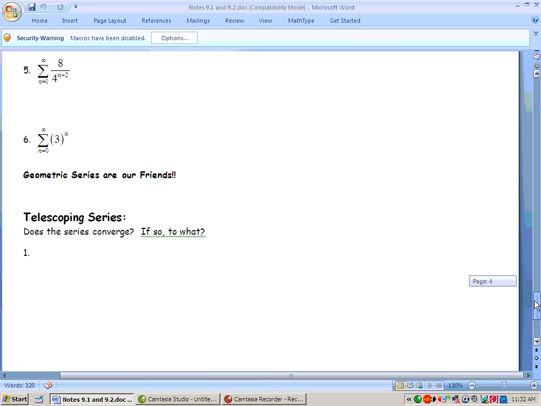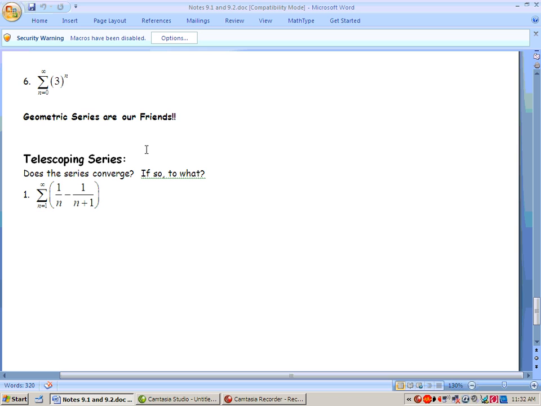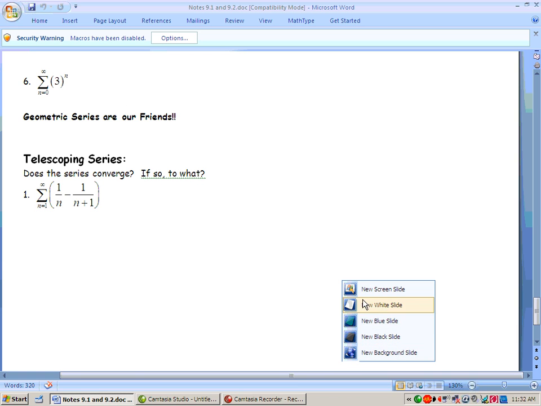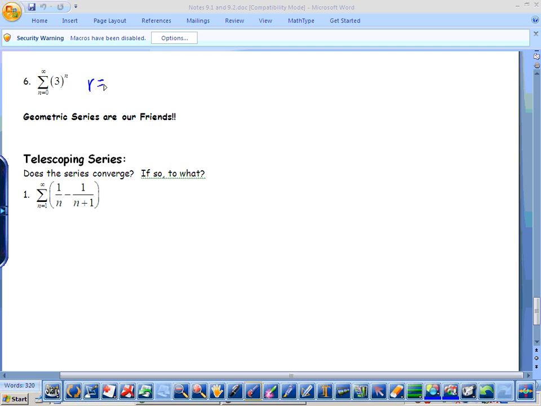Okay, the last geometric series. 3 to the n. It's geometric because I've got a number that's raised to a variable power. What's my r? 3, right? So does the series converge or diverge? Good. And if it diverges, I can't find the sum because the sum would be infinity. So I'm done. All right, I was being kind of goofy here, but geometric series are our friends because they are fairly simple. They're fairly easy to recognize, and once you recognize it's geometric, if you can identify what your r is, you know if it converges or diverges by whether r is greater than or less than 1.